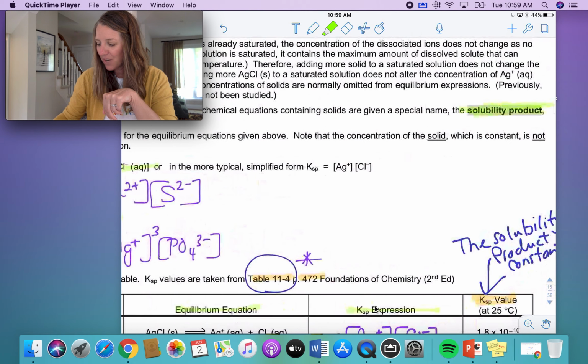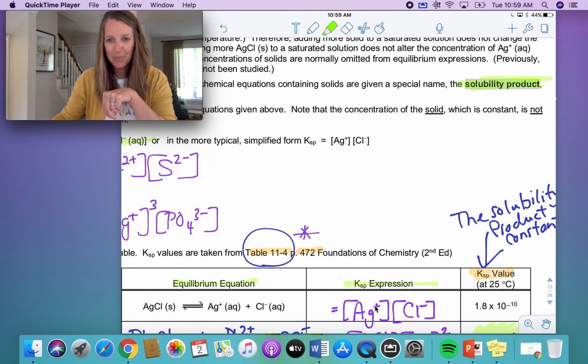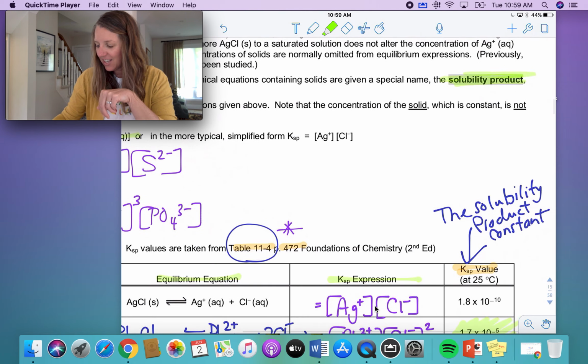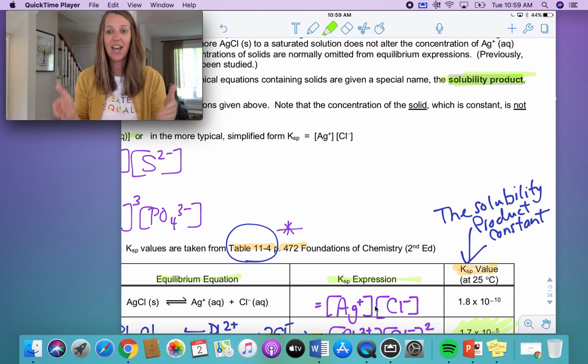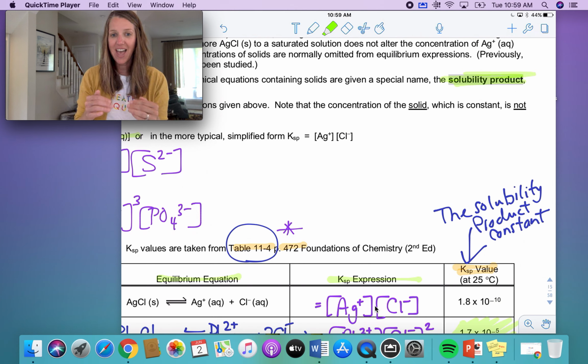Then you write what the KSP value will be, and then you can look it up in a table in the textbook. What you want to remember is it's the KSP value at 25 degrees. That's the value that you get in the table in the textbook.